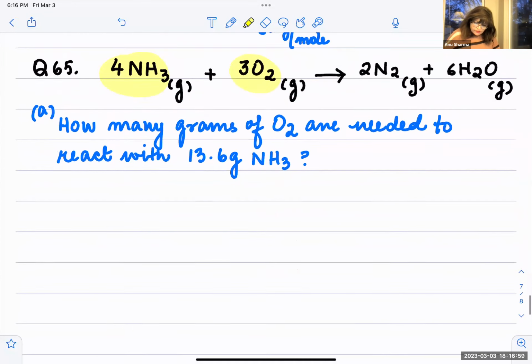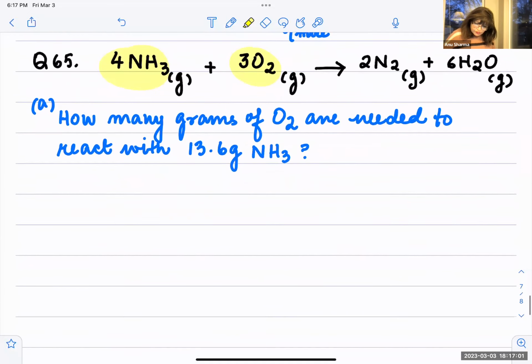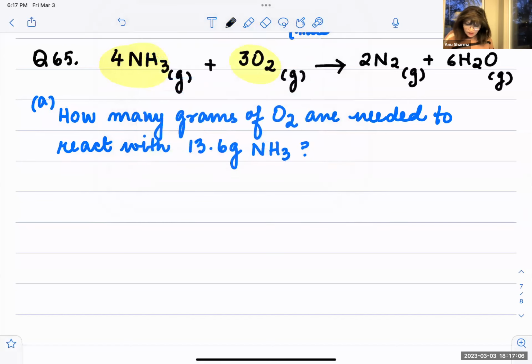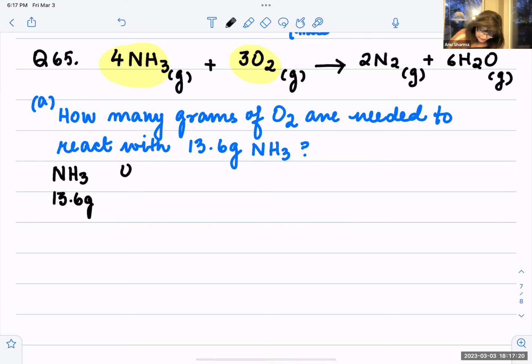So what will you do here? Write down all the givens. The question is how many grams of oxygen are needed. So you need to find the grams of oxygen when you are given ammonia is 13.6 grams. We see the relationship is 4 moles of ammonia reacting with 3 moles of oxygen.